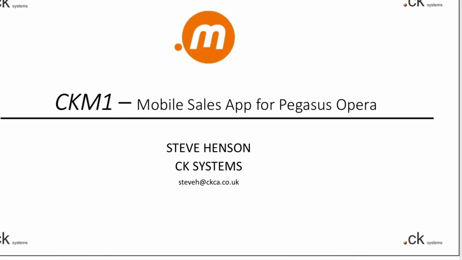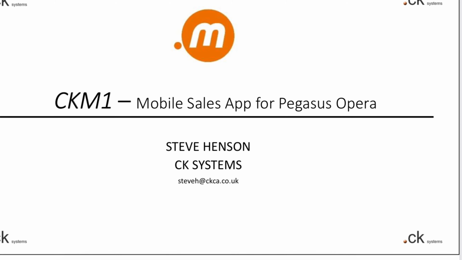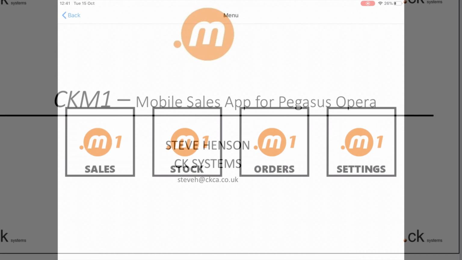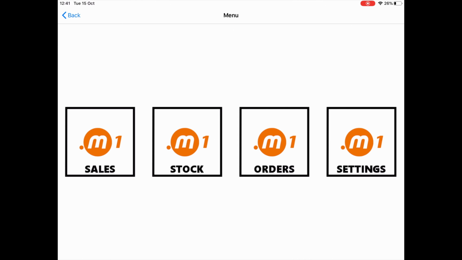So, let's take a look at CKM1 in action. Having selected the CKM1 app from the tablet's main screen, entered your CKM1 username and password, and selected the company dataset that you wish to access, you are then presented with these four options.